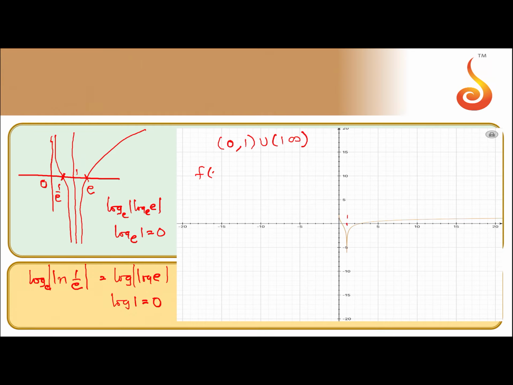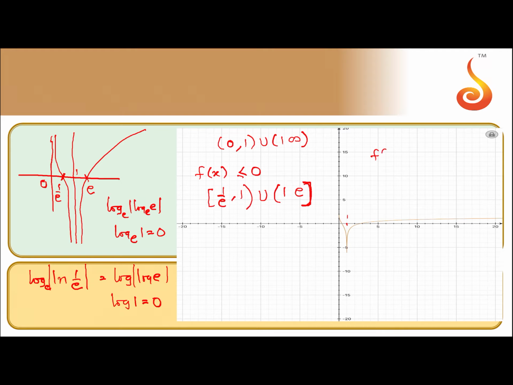Now f of x will be less than 0 whenever x lies between 1 by e to 1, open interval, union 1 to e. You will get less than or equal to 0 if you put, this will be closed interval. So [1 by e, 1) union (1, e]. So f of x will be less than 0.